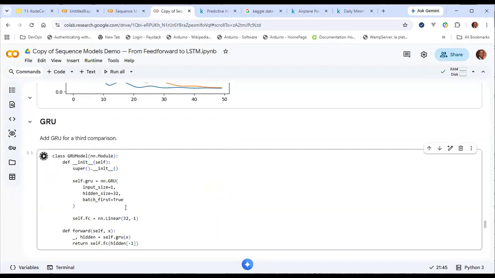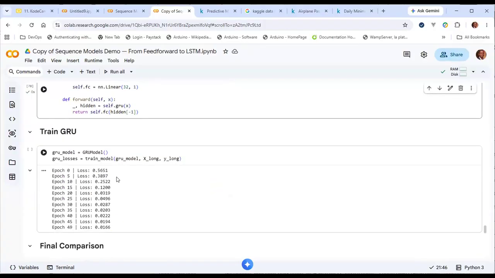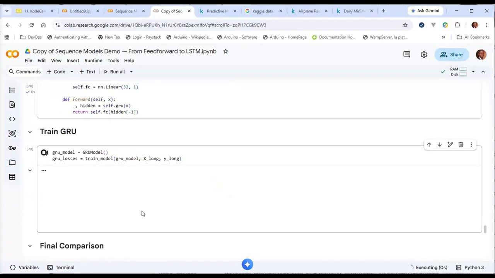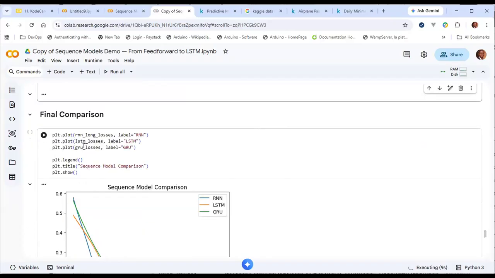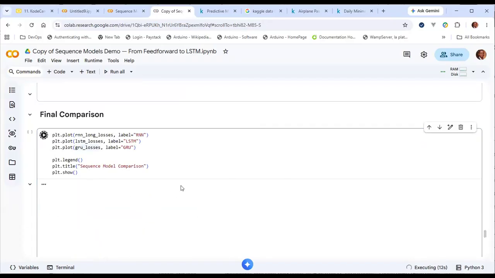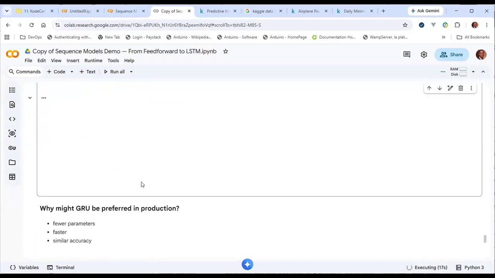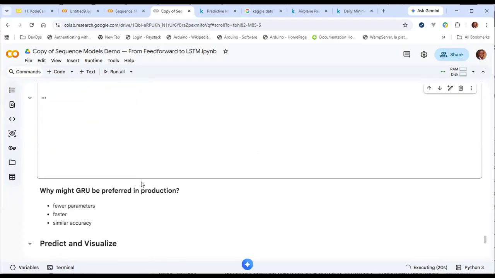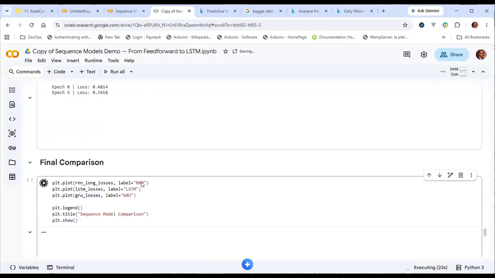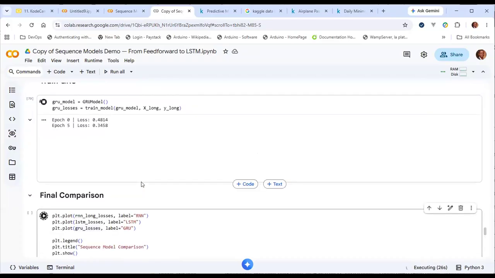So let's look at GRU, gated recurrent unit. Again, you see that the three of them are basically used in the same way. Training the GRU is going to be a bit faster than LSTM. Not as fast as the RNN, but faster than LSTM. And it should be more accurate. But again, like we have seen, the sequence length is not long enough to really differentiate these three, right?